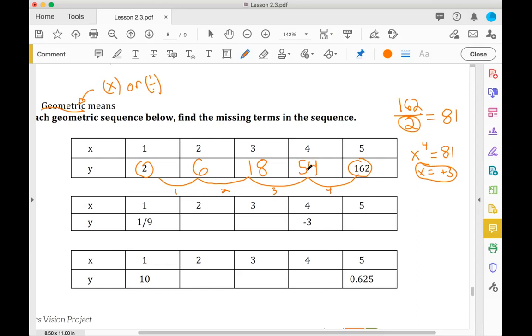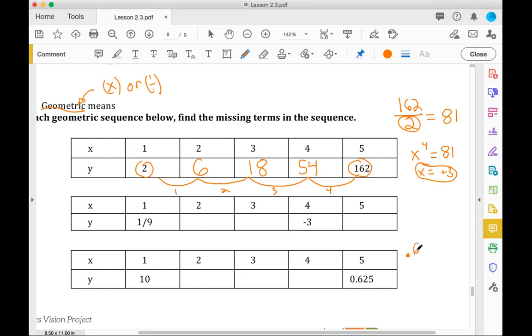And lo and behold, 54 times 3 gets you 162. So we're in good shape. If you're not convinced, check a calculator, but this works, trust me. We can then take this further to here. So we're now jumping from 10 to 0.1625. A little challenging there, but the same kind of idea as we saw up here.